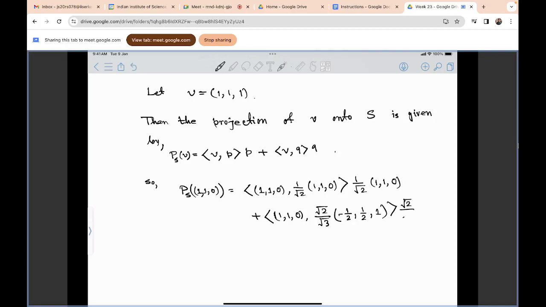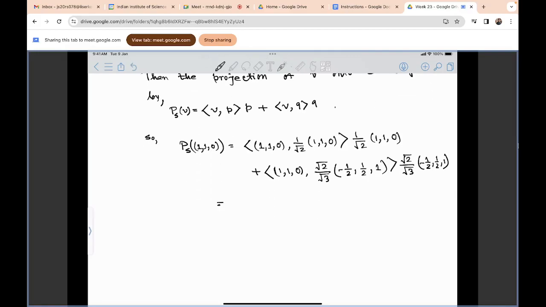This is square root 2 by square root 3 minus half, half, 1. Now if you calculate this one, what you will get? This is 1 by 2. So basically you will get, I am writing it, I am not doing the calculation. You will get 1 by 3, plus 2 by 3, minus half, half and 1.